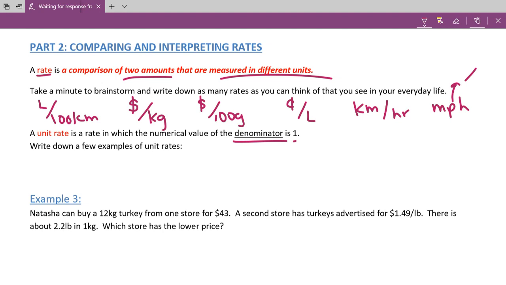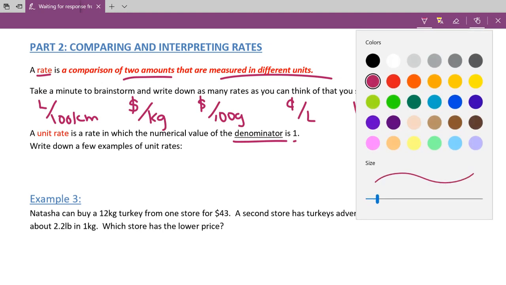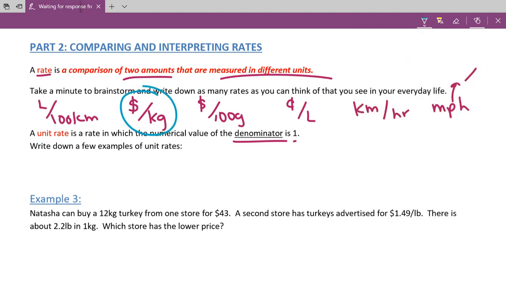So instead of things we see here like liters for every 100 kilometers, things like this second one, dollars per kilogram, right? That's saying how many dollars does it cost for one single kilogram worth of whatever you're buying, right? Dollars per 100 grams, not a unit rate, but cents for every 1 liter of gas, right? It doesn't tell you how much it's going to cost to fill your whole tank. It tells you how much 1 liter costs, and then you can extrapolate from there. Kilometers per hour, right? How far can you get in one single hour? Miles per hour, right? Also a unit rate. So these 4 examples are unit rates.